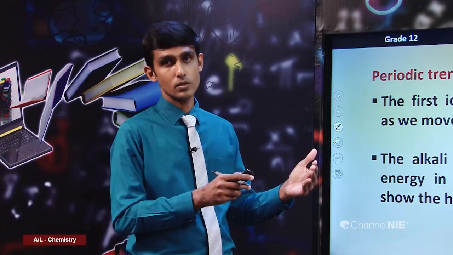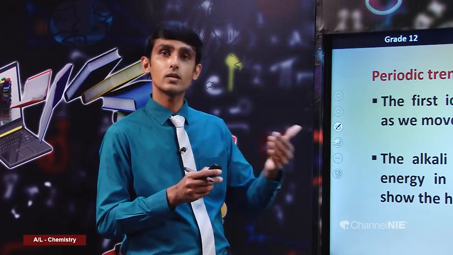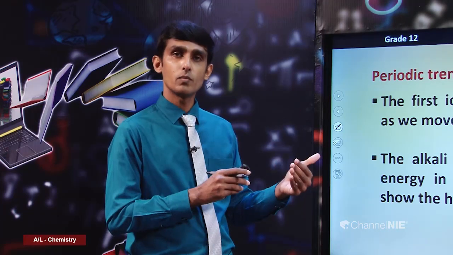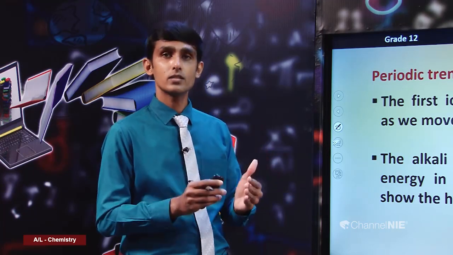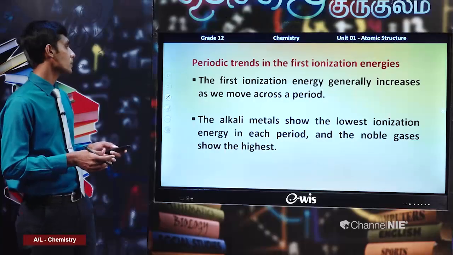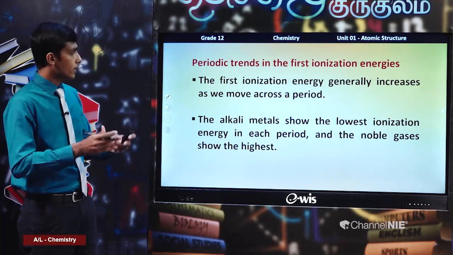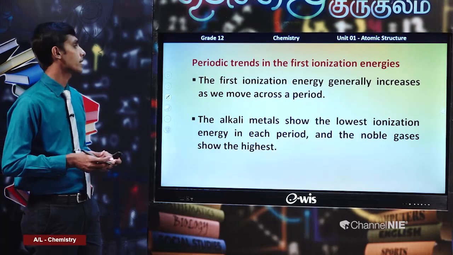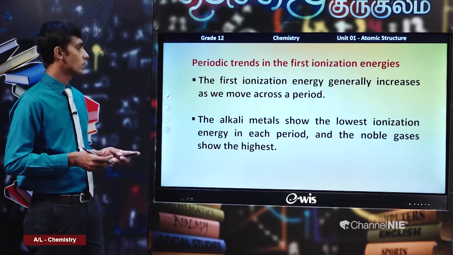Atomic radius decreases, but ionization energy, the energy required to remove electrons, increases across a period when we move from left to right, due to the increase of the effective nuclear charge. Alkali metals, the group 1 elements, show the lowest ionization energy in a particular period. When it comes to the first ionization energy, alkali metals show the lowest, whereas noble gases, the group 18 elements, show the highest first ionization energy across a period.